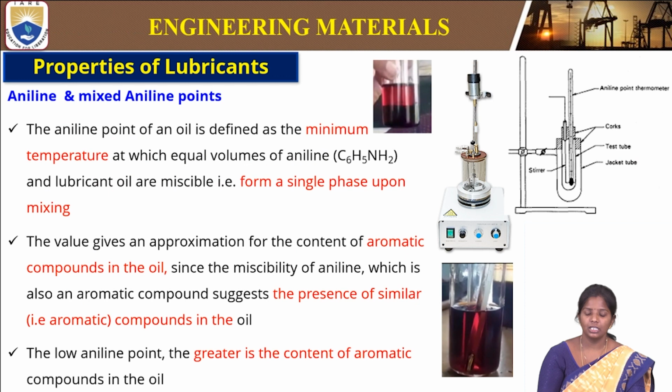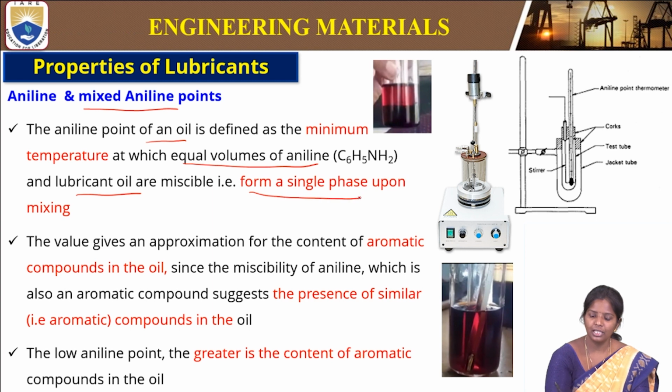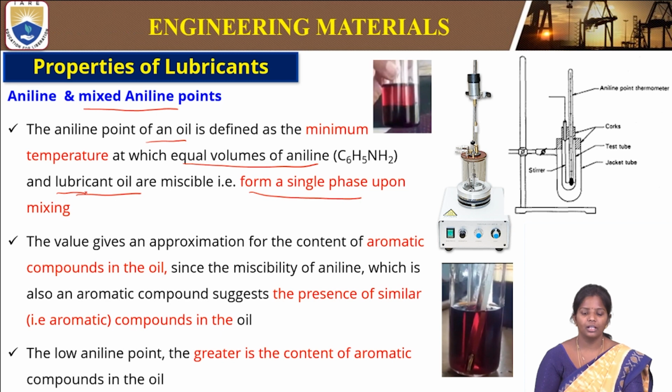Then the other property is the aniline and mixed aniline point. The aniline point of an oil is defined as the minimum temperature at which equal amounts of aniline and lubricating oil are miscible. For example, if we want to add aniline to a particular lubricant, then it is important to consider the aniline point or the mixed aniline point, because there should be a phase that is forming a single phase. So when we mix aniline with the lubricant oil, there is a temperature at which it forms a single phase. So that is nothing but the aniline point.